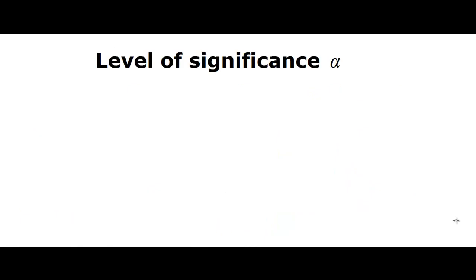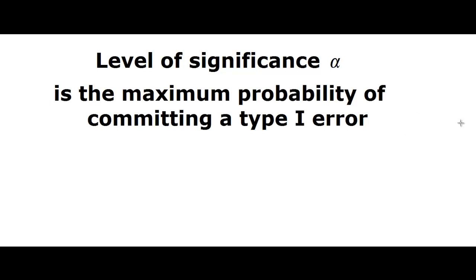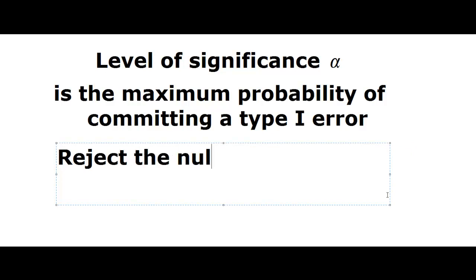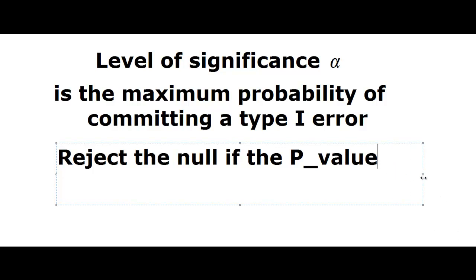So when we set a level of significance alpha, when we formulate the hypotheses and before we take our simple random sample, alpha is the maximum probability of committing a type 1 error, because the way you make your decision is that you reject the null only if the p-value is less than alpha. That's how we make our decision.